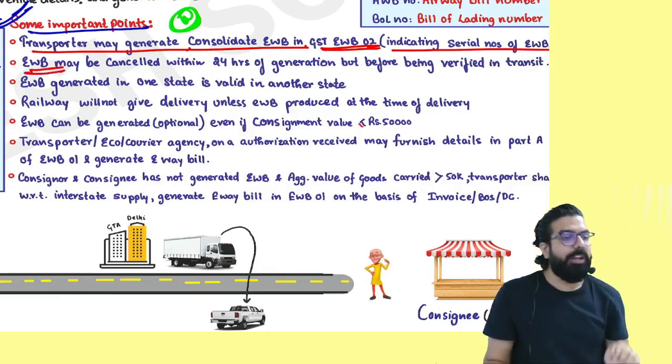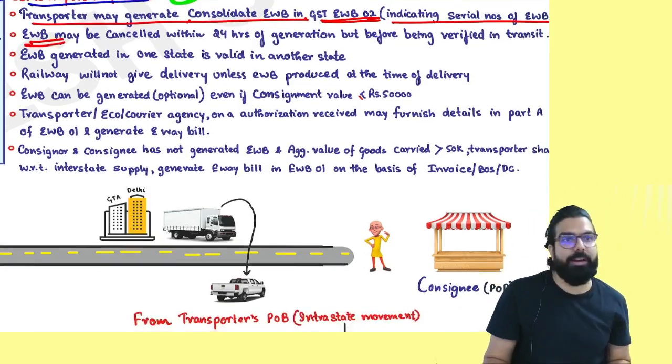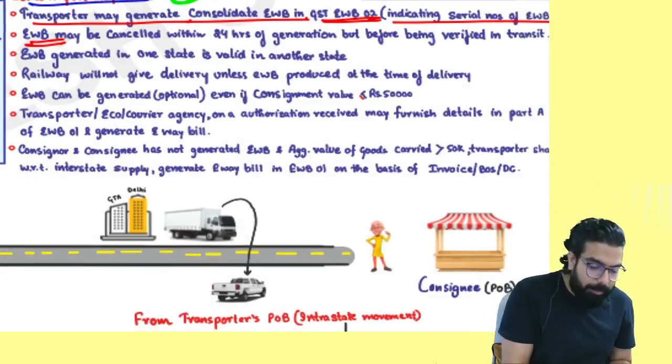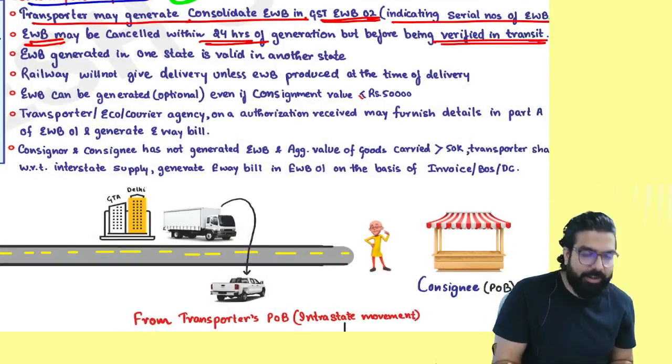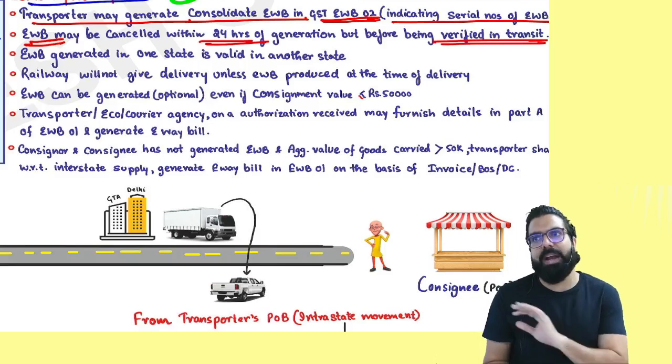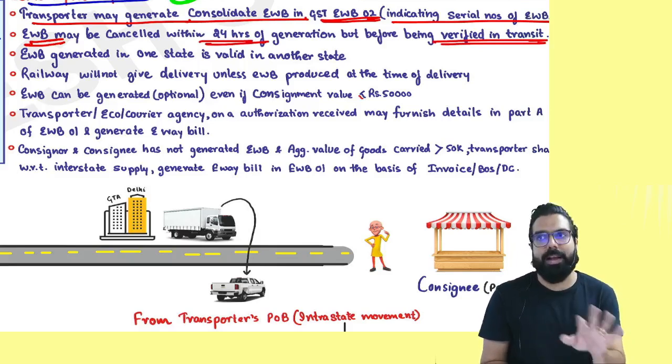I went ahead and generated one eBay bill. Can I cancel it? Yes, you can cancel within 24 hours, but it should not have been verified in transit. If verified, you can't cancel.